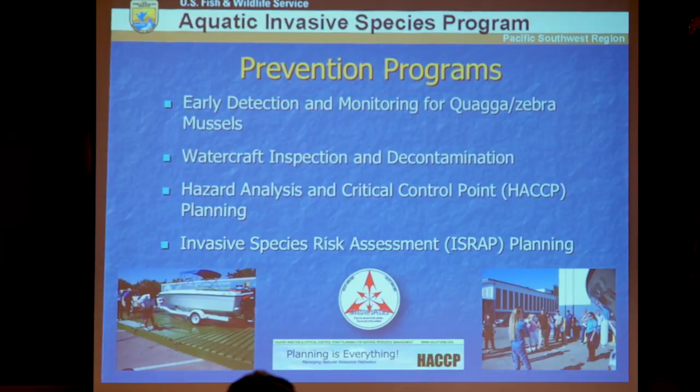Prevention programs, again, early detection and monitoring for quagga and zebra mussels. I already went into detail for that. Watercraft inspection and decontamination is critical. HACCP is important to have for your activities so you know what not to do and what to do. And then you also need to evaluate the risk of what your water body has, what could potentially happen, as well as the risks associated with any management or control actions you may wish to consider.